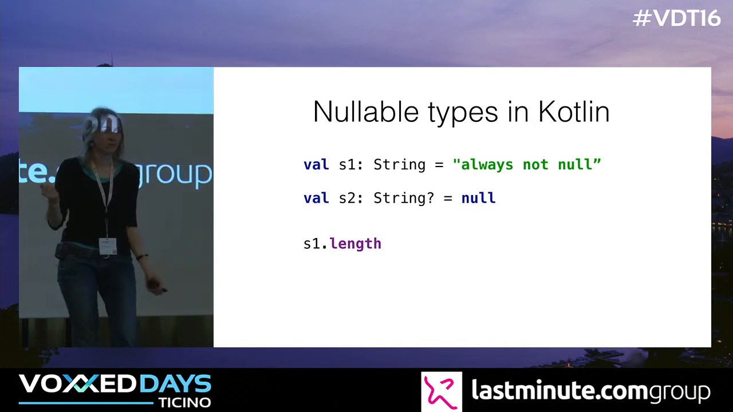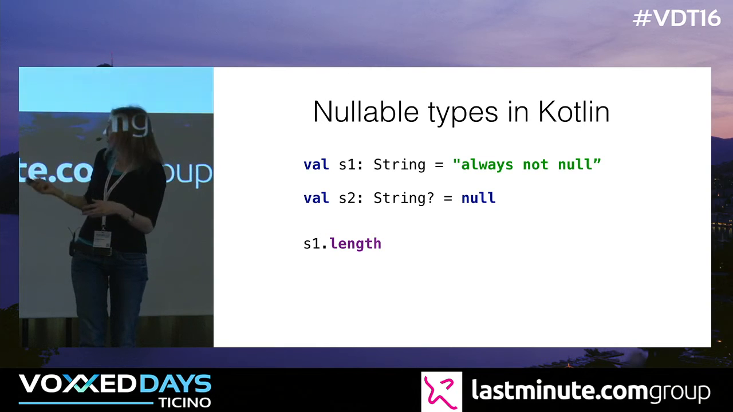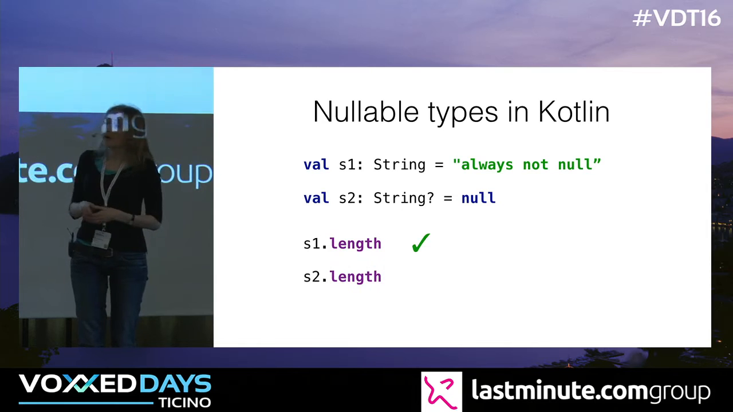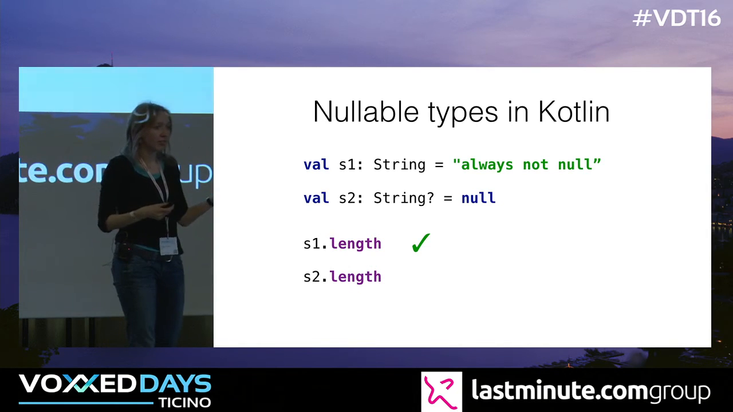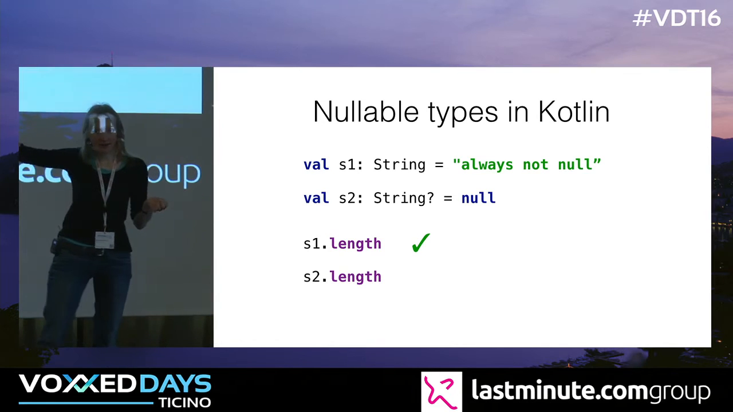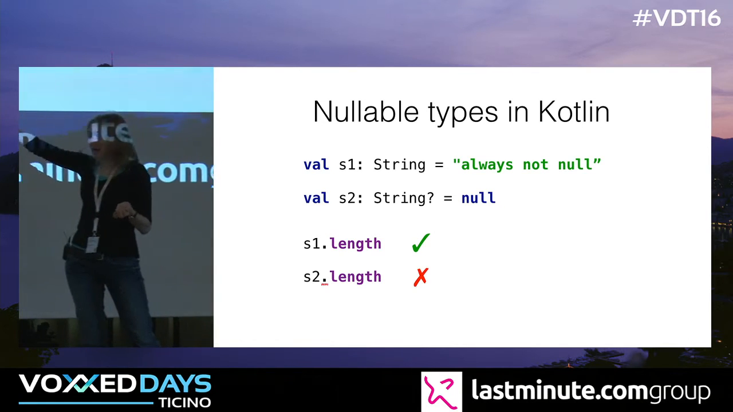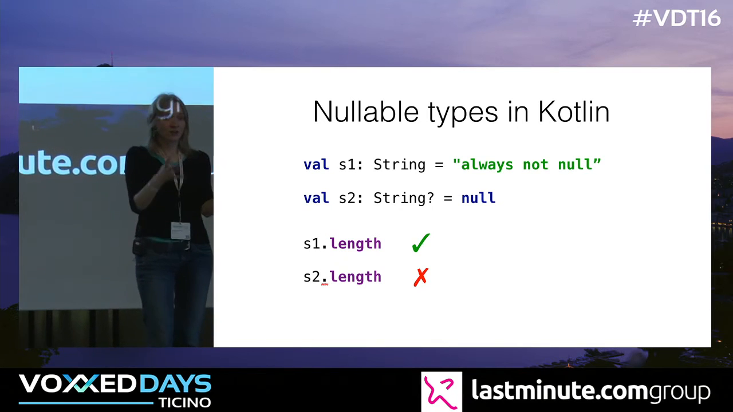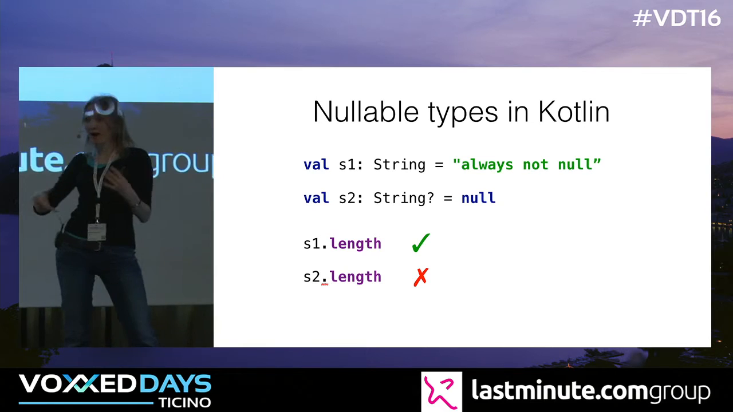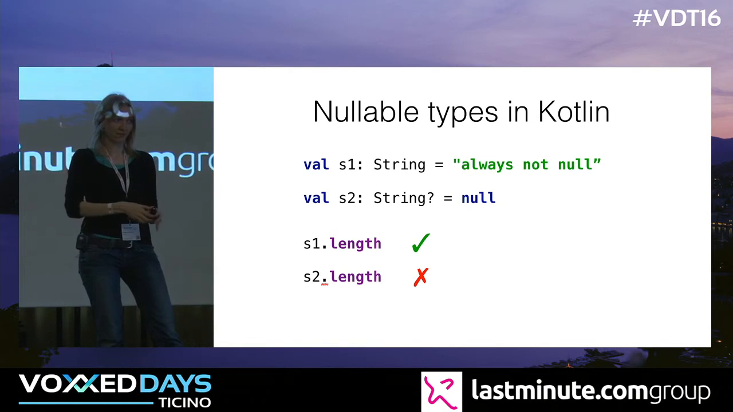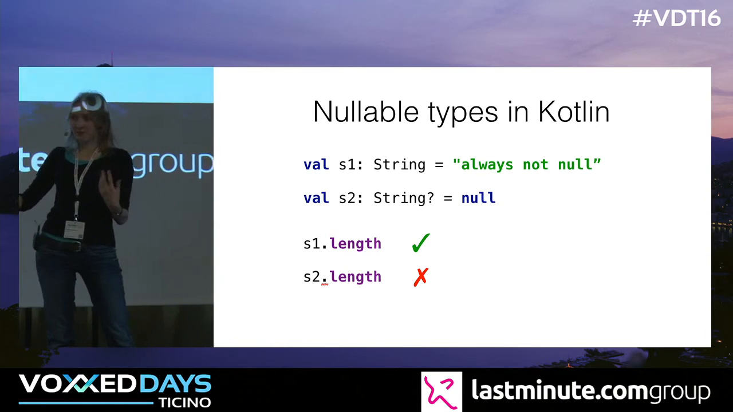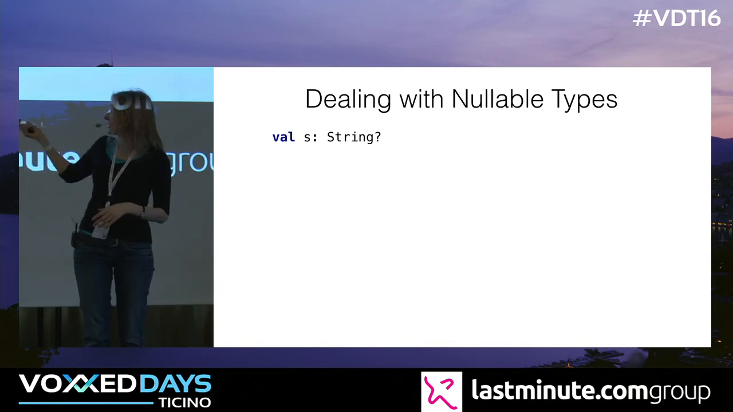Is it safe? Yes, for sure. Nothing bad can happen here. Okay, but if we want to access the second one, what's going on? Yes, it's unsafe because it can contain null. So the compiler forbids us this invocation, and it made us use some other ways to access this variable. This is how the compiler prevents possible errors later at runtime.